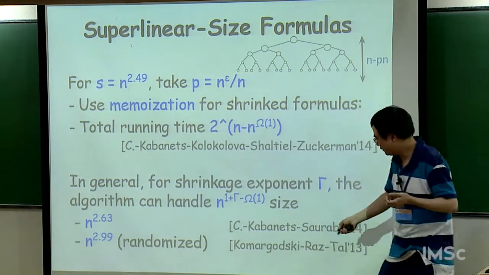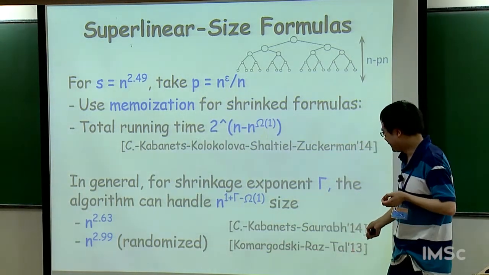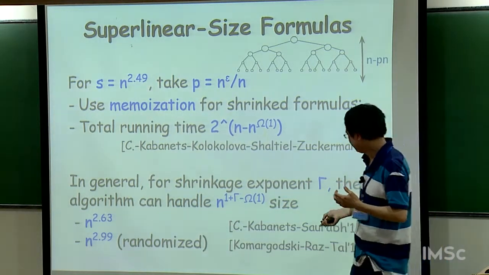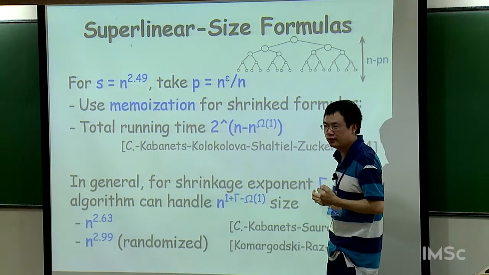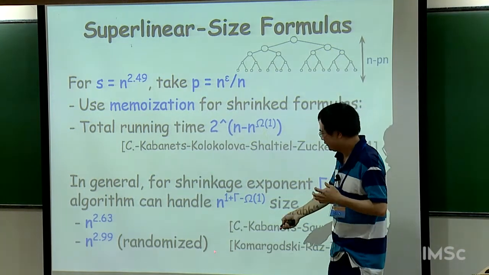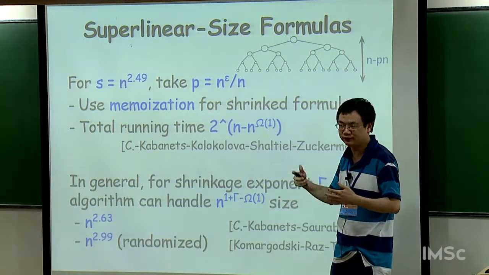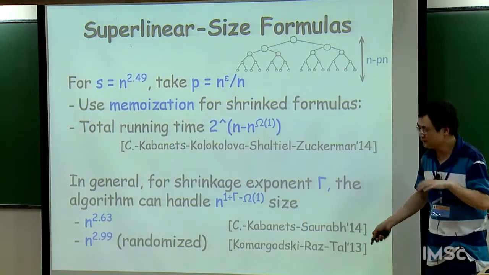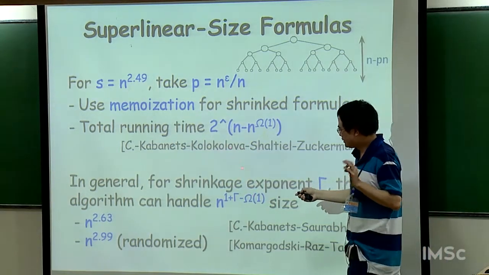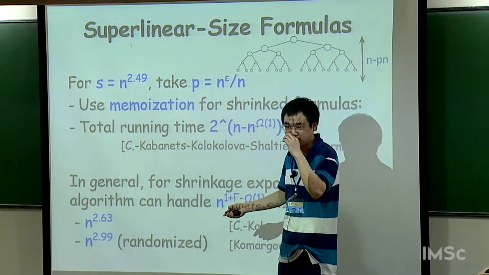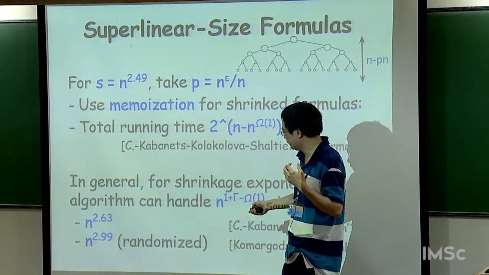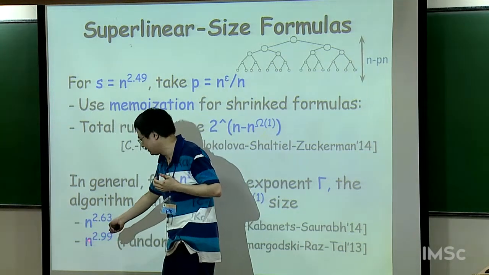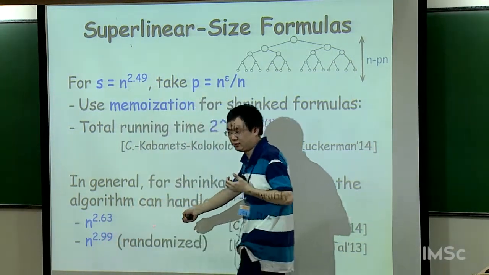In a different work by Komargodski, Raz, and Tal, they use a different process of random restrictions and show concentrated shrinkage for shrinkage exponent gamma to be 2. But over there, they don't use greedy restrictions. They rely on certain kinds of random restriction. So that gives a randomized algorithm. These are the best known non-trivial SAT algorithms for Boolean formulas. For deterministic algorithms, we can handle size up to n to 2.5. For randomized algorithms, we can handle size almost n cubed.